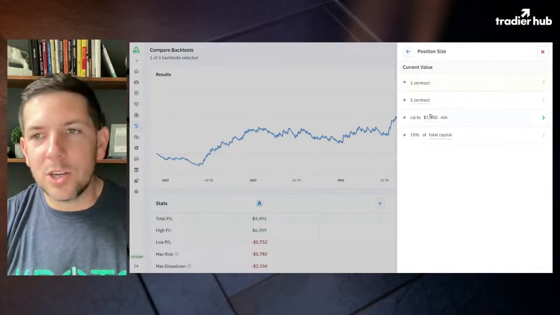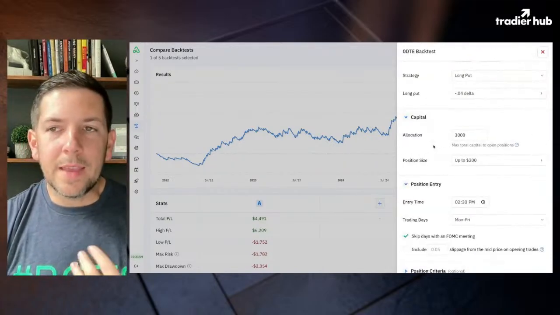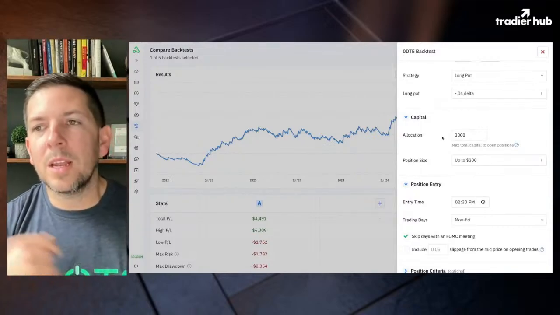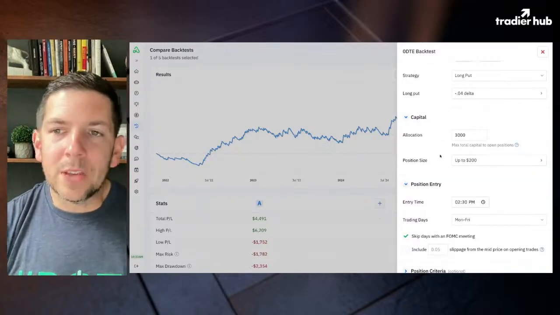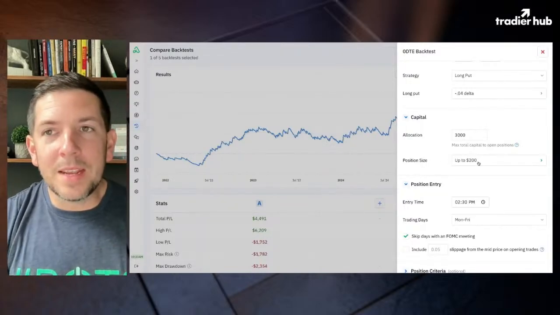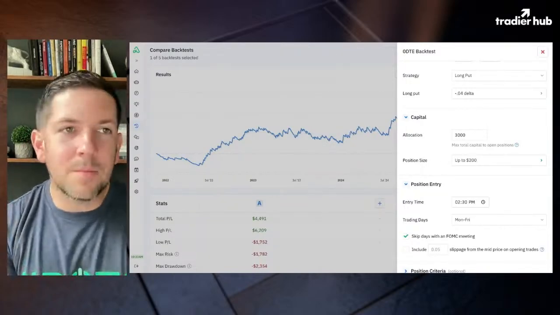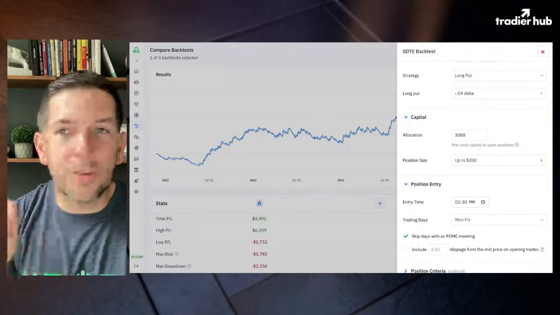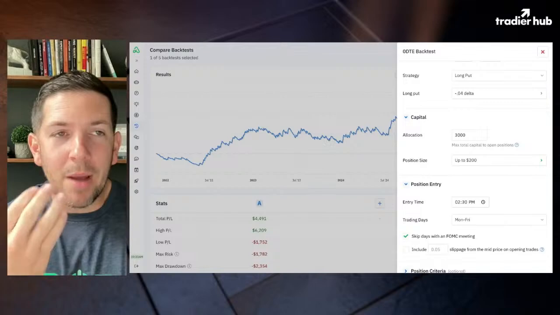Again, you can change this up if you want to, but the idea here is that you can test different capital allocations. You can start with a little bit more money or less money, and then you can do position sizing. You can say up to $200 of risk, which means that if you go out to that 4 delta long put, and that 4 delta long put is worth $50, it will grab 4 of them.